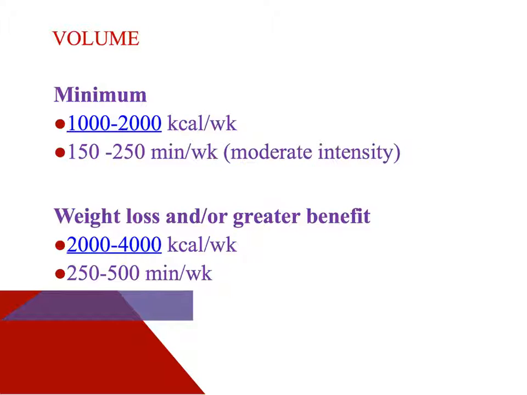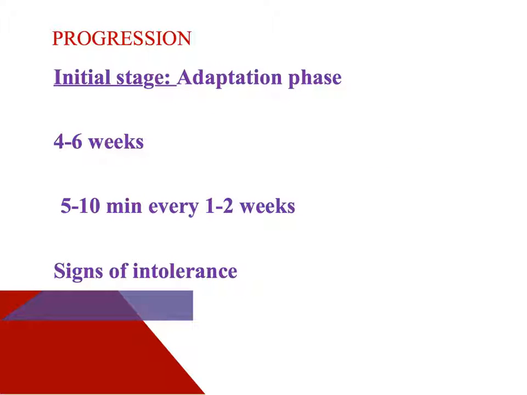So with volume, we're actually wanting to burn about 1,000 to 2,000 calories per week at a minimum. Remember when I talked about weight loss, I said a minimum of 2,000 calories a week. So with weight loss, we're looking at 2,000 to 4,000 calories a week. With moderate intensity, we want to shoot for 150 to 250 minutes a week minimum. And with weight loss, we want to shoot for 250 to 500 minutes per week to achieve the benefit of weight loss. When we progress, we want to look at what stage our client is in.